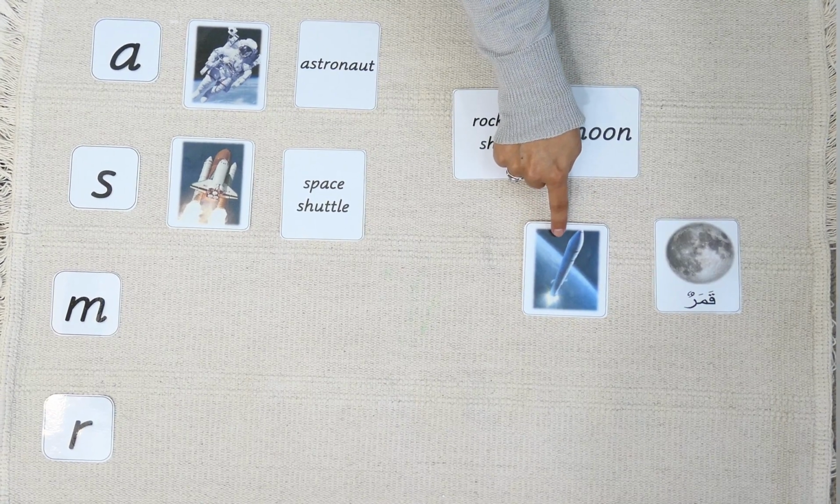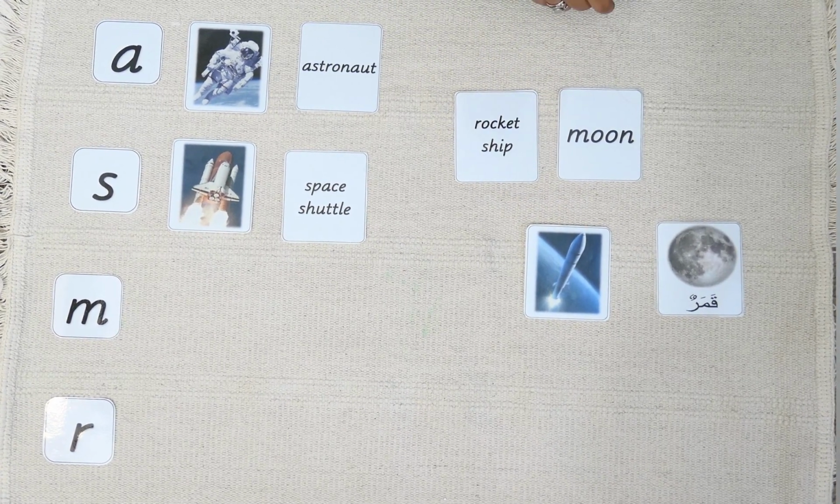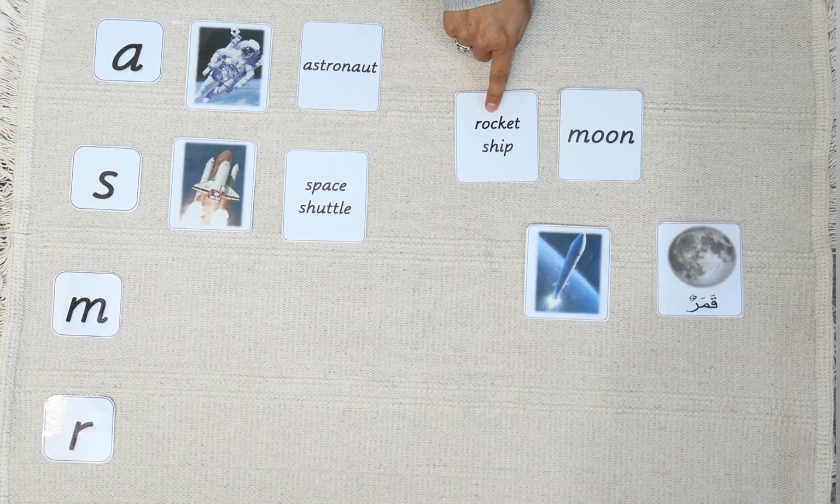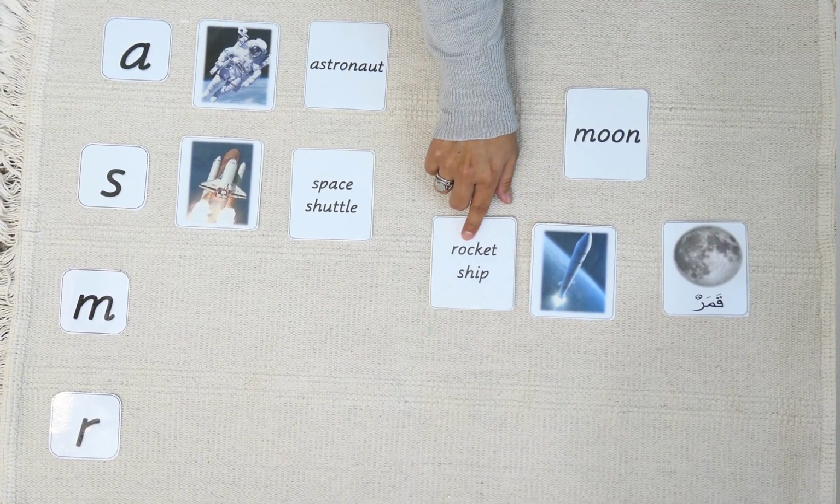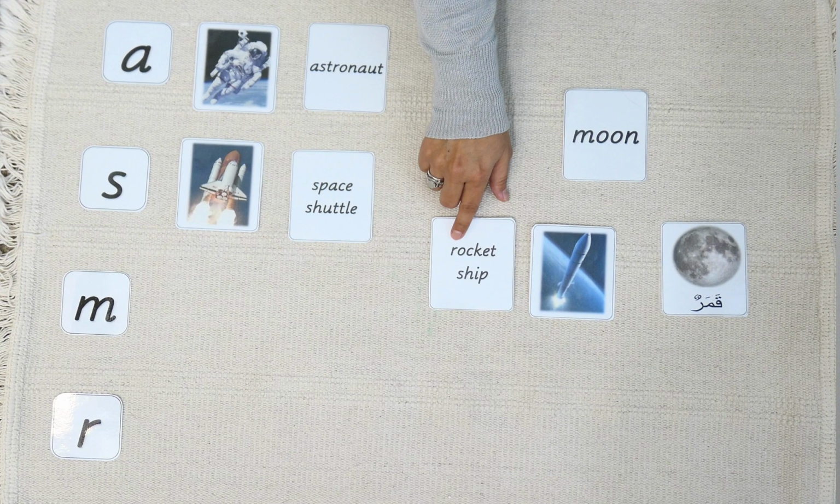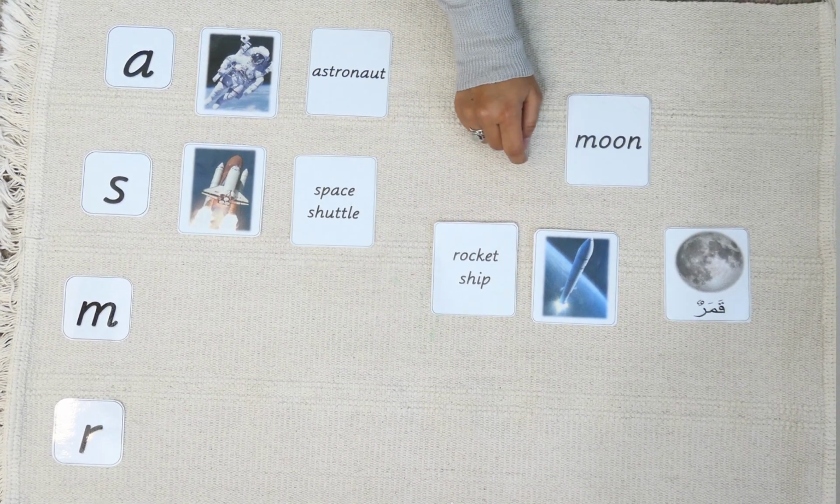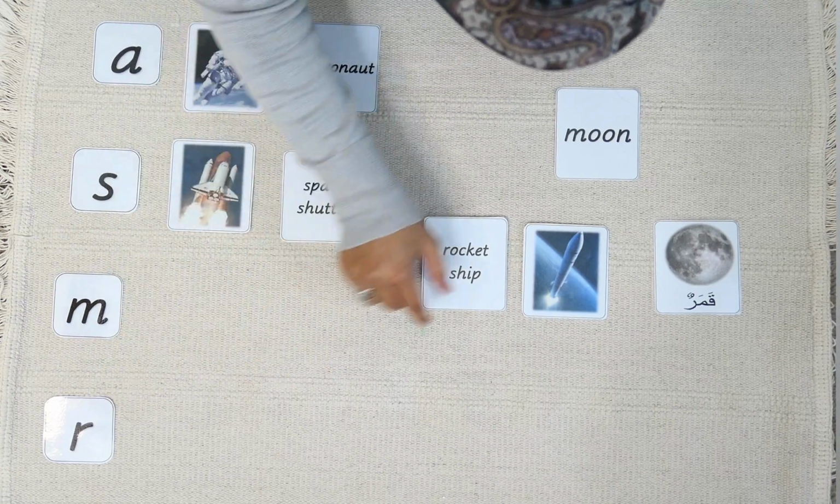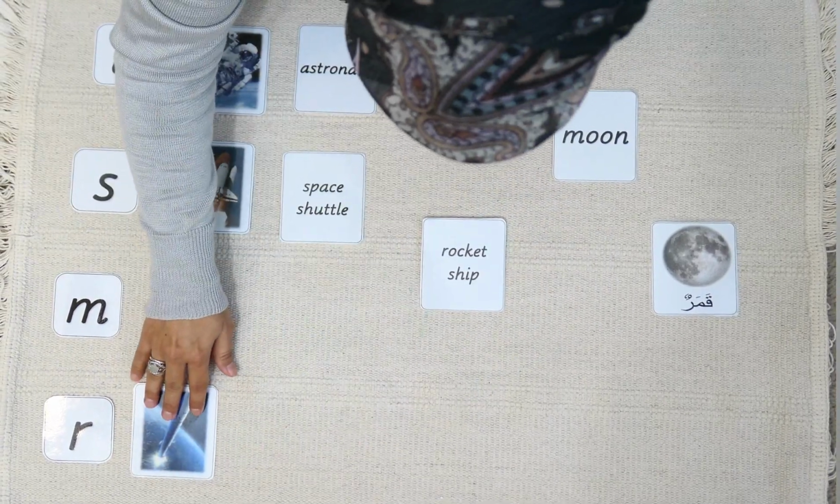And what did we say this was? This is a rocket ship. Rocket ship. And this says rocket ship. The first sound we hear in the word rocket ship is R. And this says R. Okay.